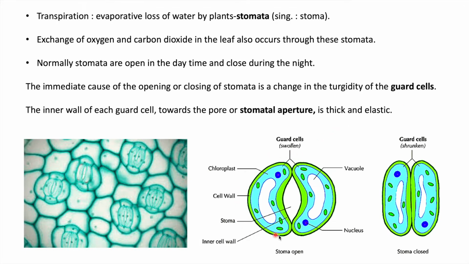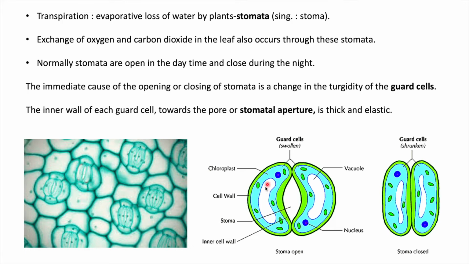So this is the structure of stomata and this is the guard cell. You can see these two guard cells. When we stain leaves, you can see the stomata. This is actually how stomata look on leaves. This is the cartoon of the stomata. The various parts of the stomata are: this is the chloroplast, this is the thin outer cell wall, and the inner part is called the stoma or stomatal aperture, and the inner cell wall is thick and elastic in nature.